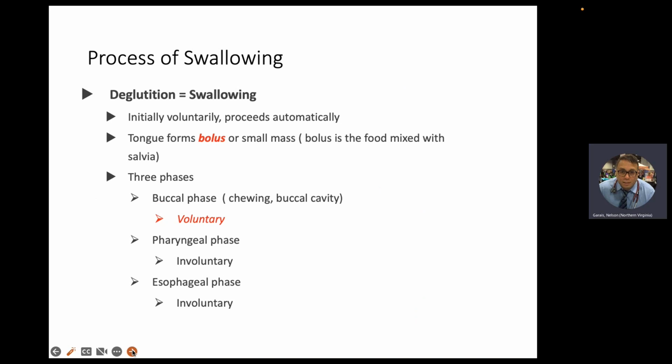Deglutition is swallowing. When you start chewing stuff, it changes the food. So therefore, the food is now no longer food. It's bolus because it's mixed with saliva, serous fluid, and mucus from your salivary glands. The first phase is the buccal phase, which is your chewing, mastication, and it's in your mouth. So this is voluntary. Now, the pharyngeal phase, once it starts going down your throat and then into the peristalsis, into your esophagus, then it's involuntary. That means the voluntary phase is part of your somatic nervous system. The involuntary phase is part of your autonomic nervous system.